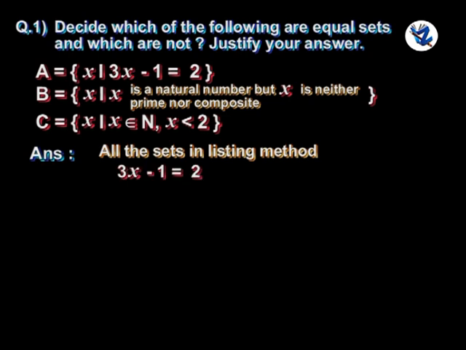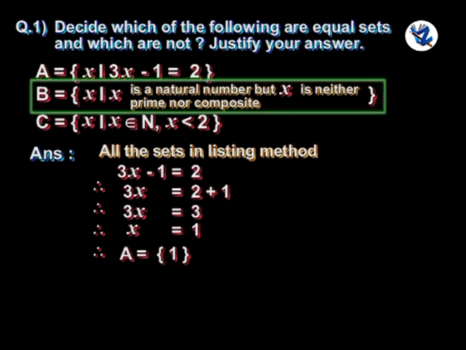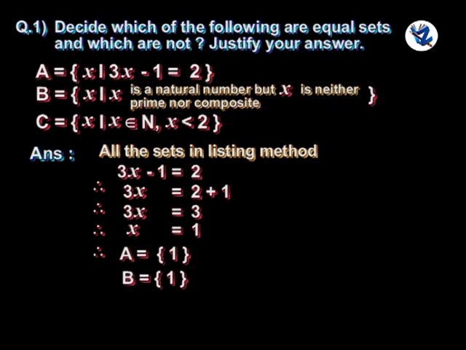Let's solve 3x minus 1 is equal to 2. Therefore 3x is equal to 2 plus 1. Therefore 3x is equal to 3. Therefore x is equal to 1. Therefore A is equal to {1}. Then for set B, x is a natural number but neither prime nor composite. So there is only one natural number which is 1. So B is equal to {1}.